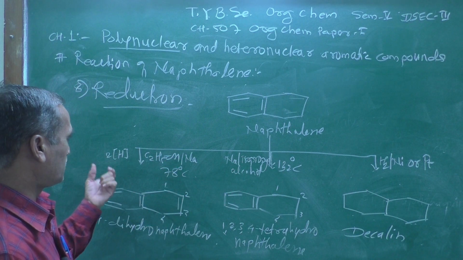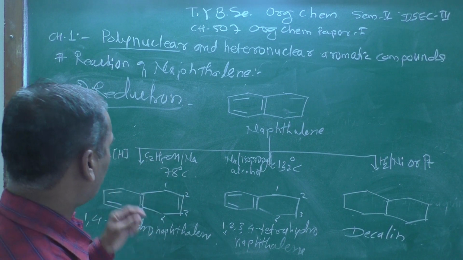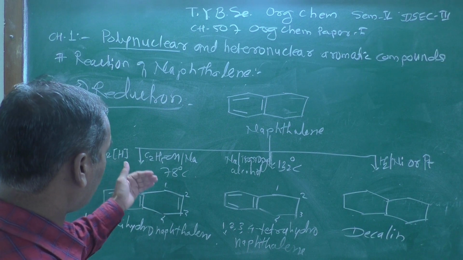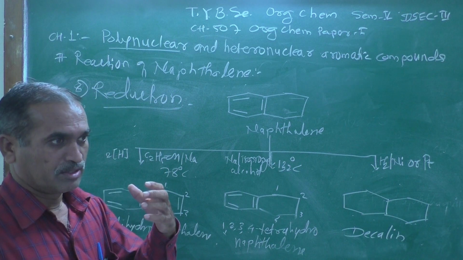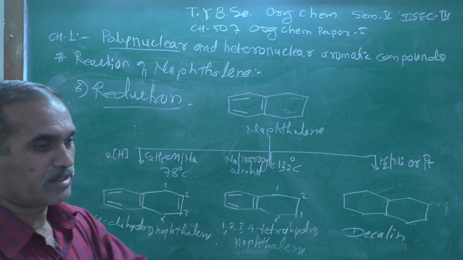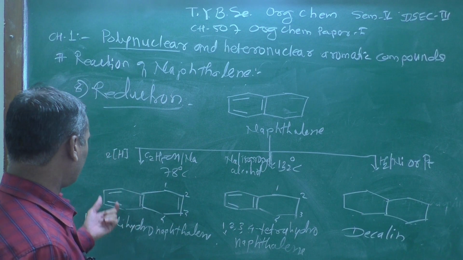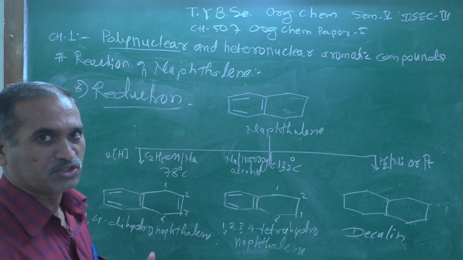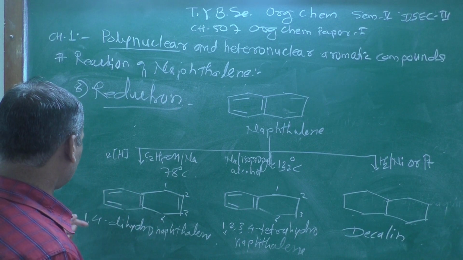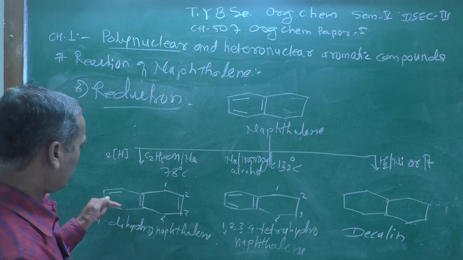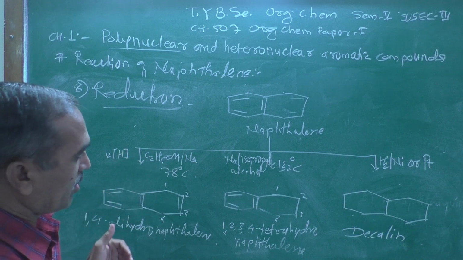Here, when sodium metal is treated with ethanol, nascent hydrogen is generated, and that nascent hydrogen is responsible for the reduction of naphthalene. Partial reduction can be carried out, and we will get 1,4-dihydronaphthalene. So that is one of the products.